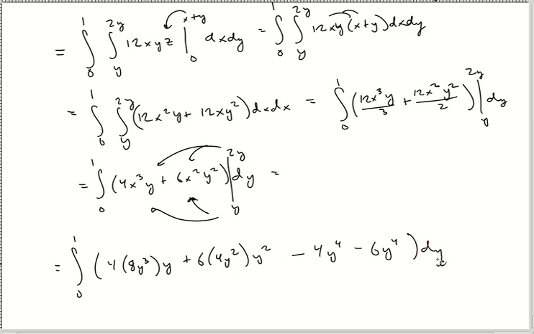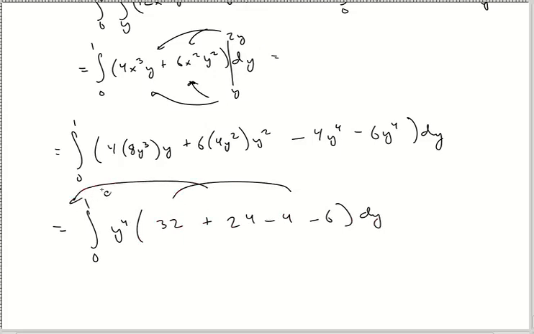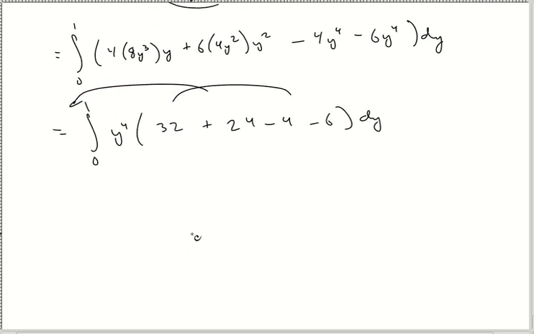If you're kind of zooming out, you get y to the 4th, y to the 4th, y to the 4th, y to the 4th. They're all y to the 4th. So you got essentially y to the 4th times, and what are your numbers in the front? 32 plus 24 minus the 4 minus the 6. That's just a constant. You can toss that out to the front if you like. Makes a 46.